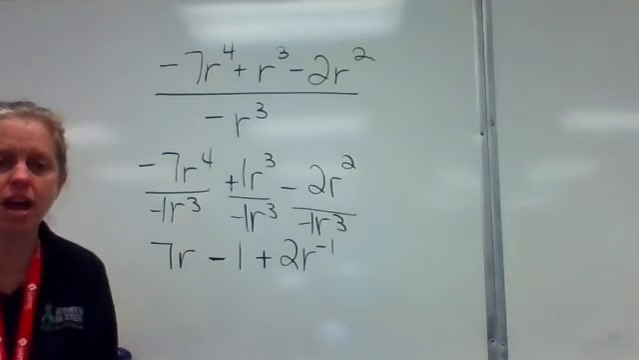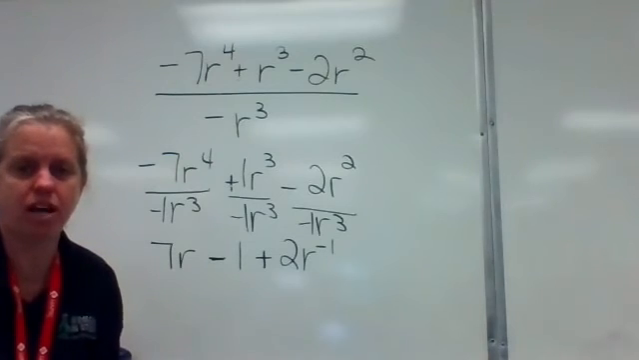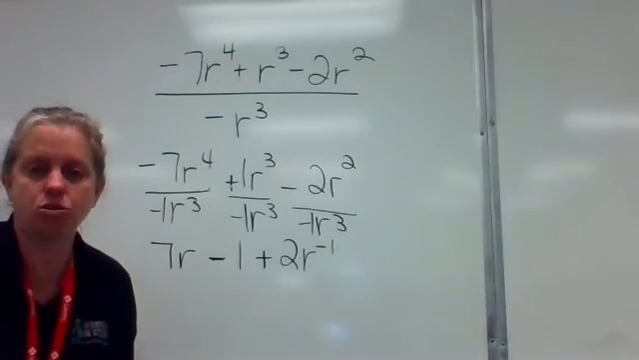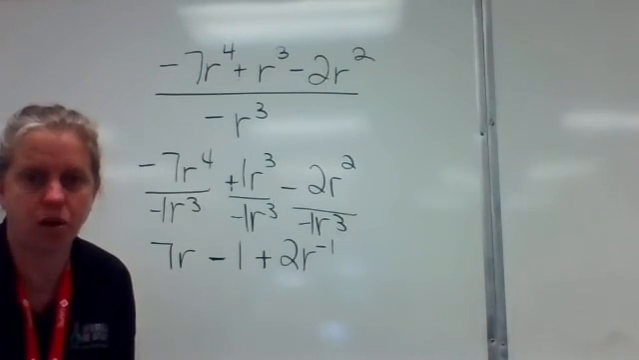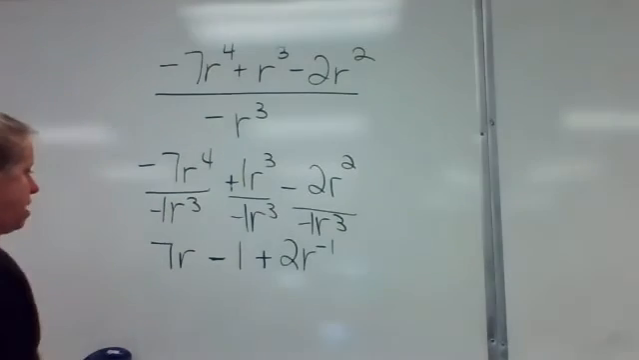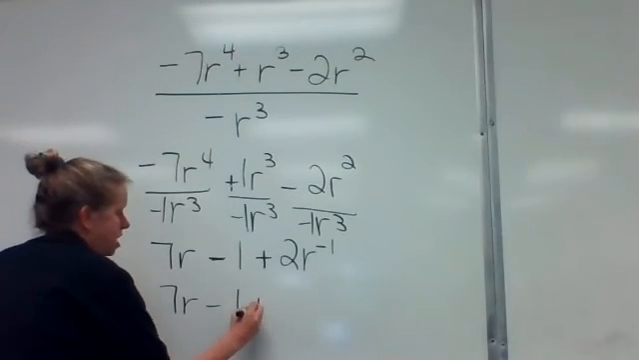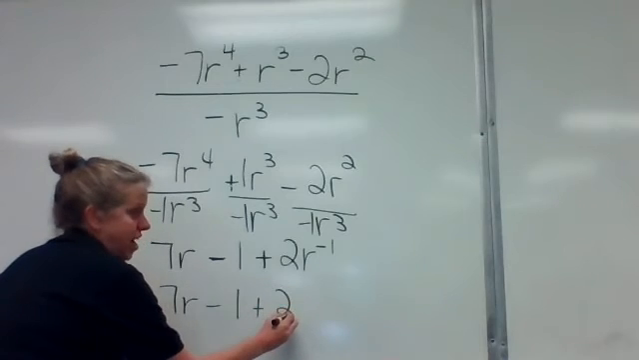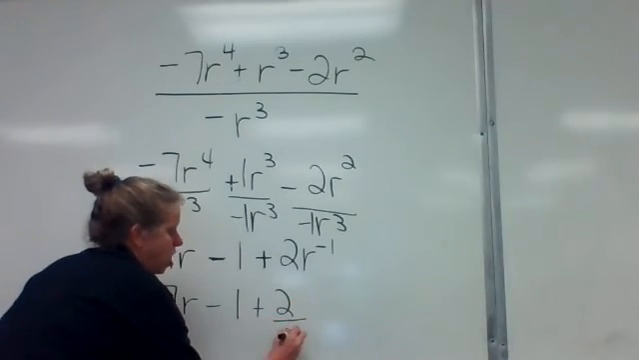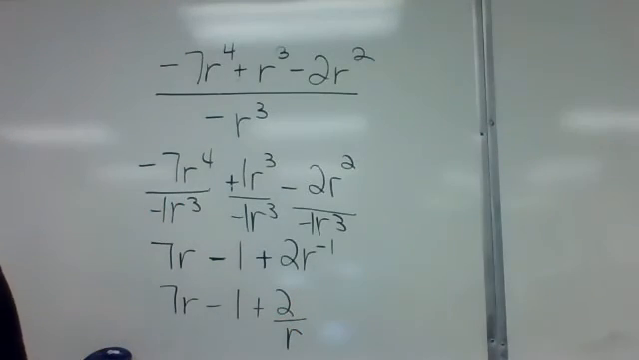You can't leave your answer with that negative exponent, so the r needs to go to the bottom of the fraction bar to fix that negative exponent. So I'm just going to rewrite the rest, 7r minus 1. The 2 is fine where it is. It's the r that needed to go into the bottom to fix its negative exponent.